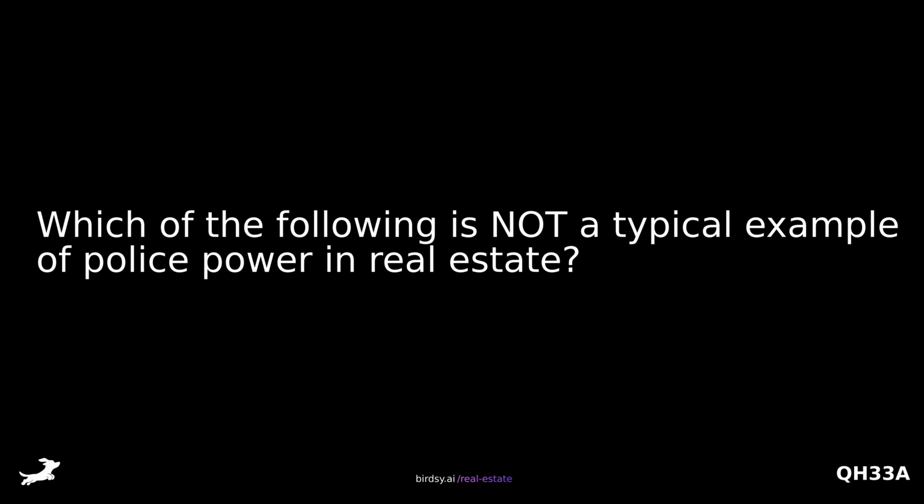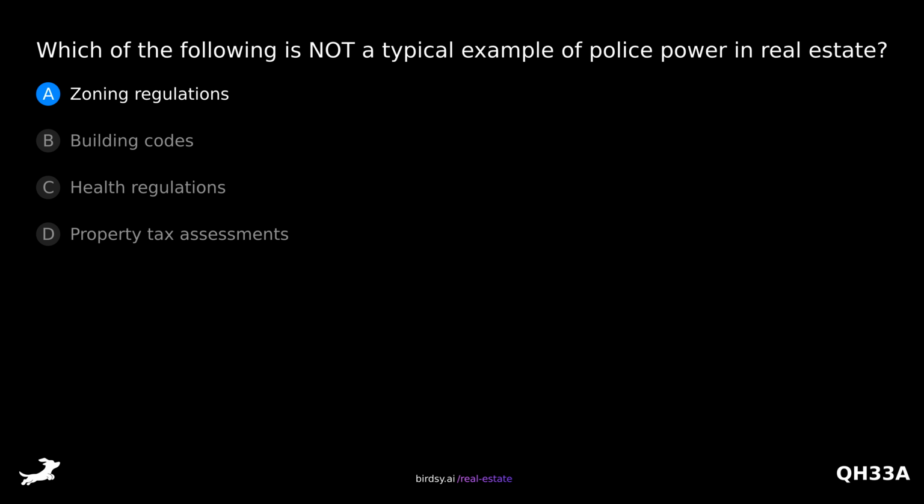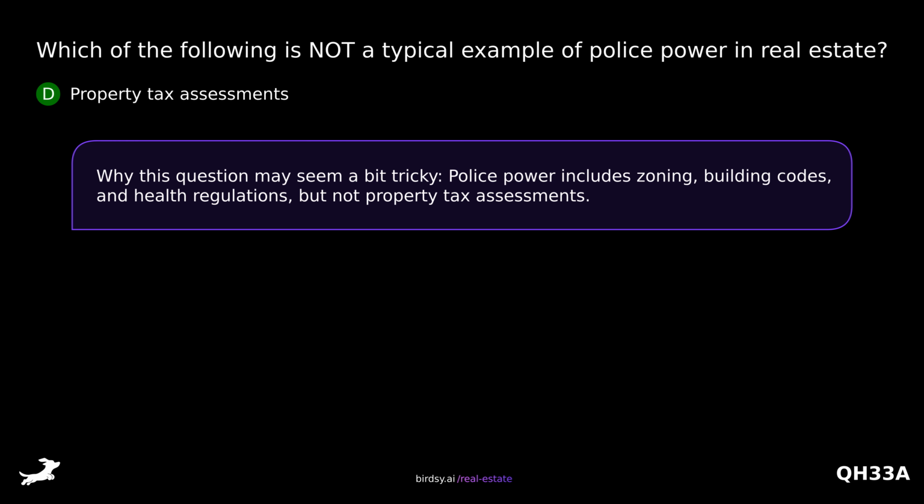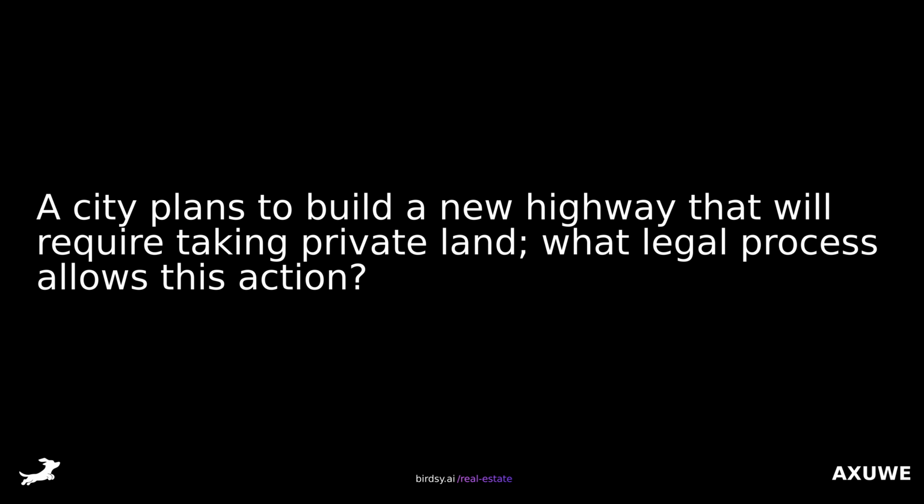Which of the following is not a typical example of police power in real estate? Is it A, zoning regulations, B, building codes, C, health regulations, or D, property tax assessments? The answer is D, property tax assessments. Why this question may seem a bit tricky: police power includes zoning, building codes, and health regulations, but not property tax assessments.